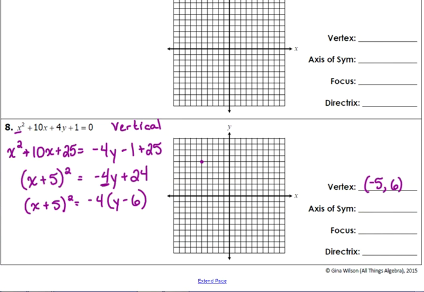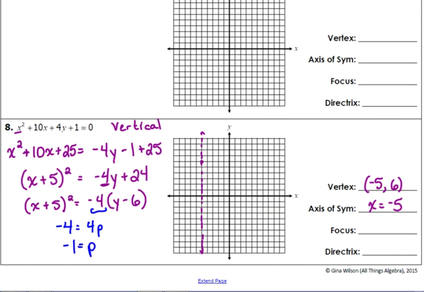Okay, our axis of symmetry, this is a vertical one, so the axis of symmetry is going to be a vertical line straight through that vertex. So it's x equals the x coordinate, because it goes vertically through the vertex. For the focus and directrix, we got to find P. So negative 4 is equal to 4P. So that means P equals negative 1.